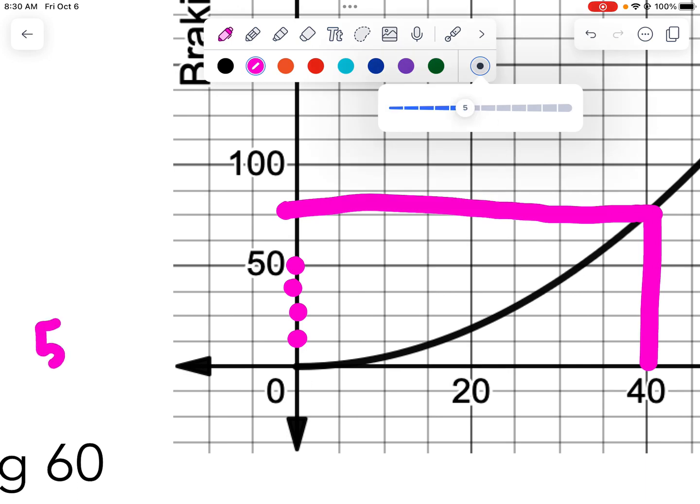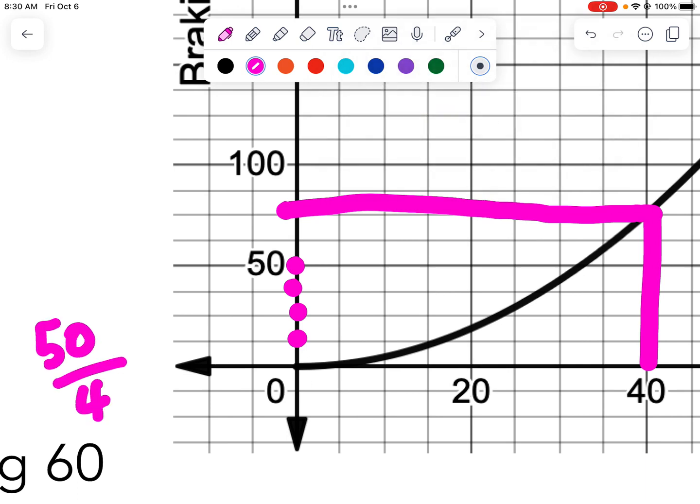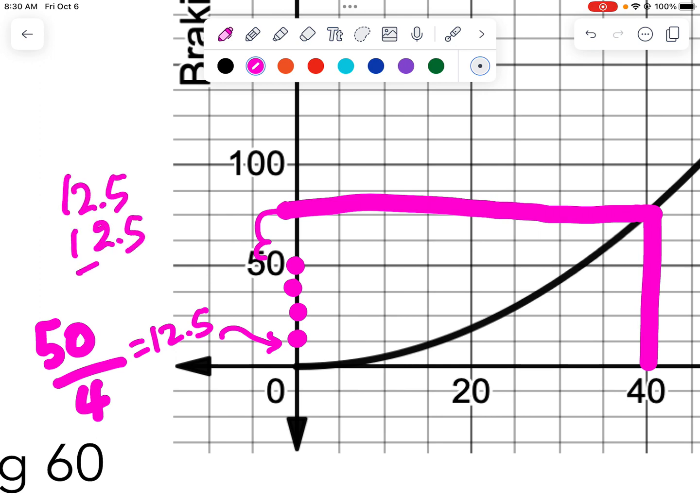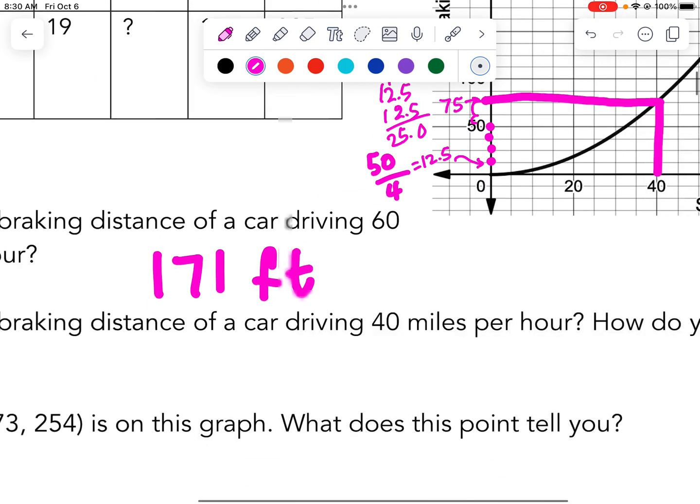And it looks like it goes up by 12.5 every dot here. So this would be 50 plus 12.5 plus 12.5. Okay, so that's 25. So this would be 75 right here. So 75 miles per hour.